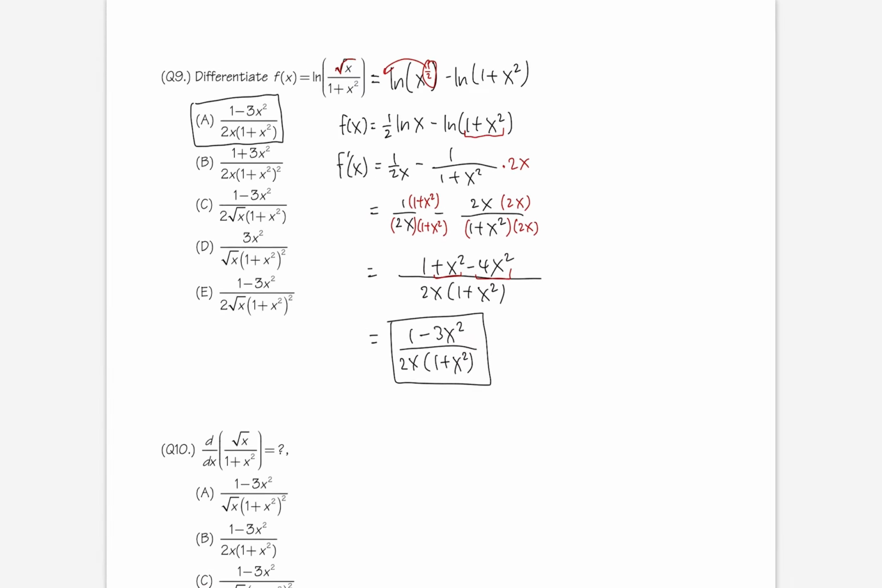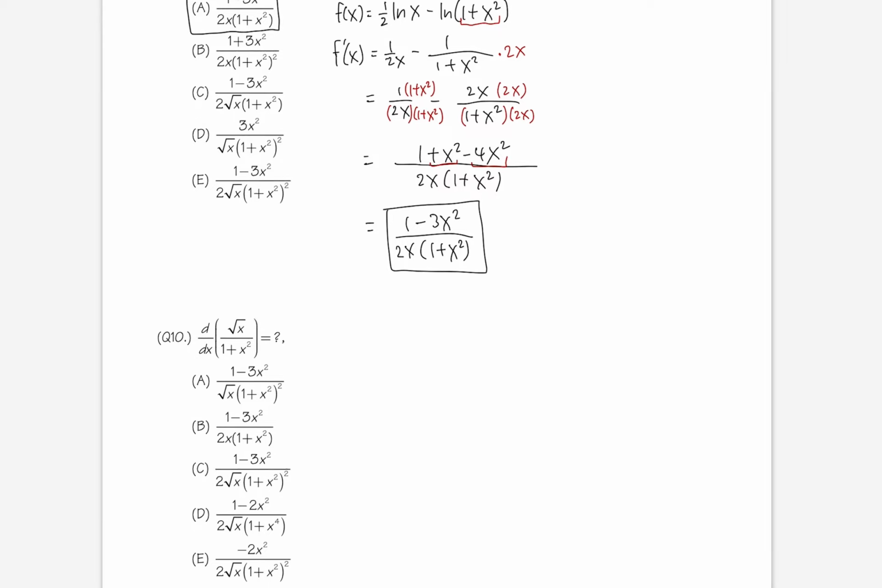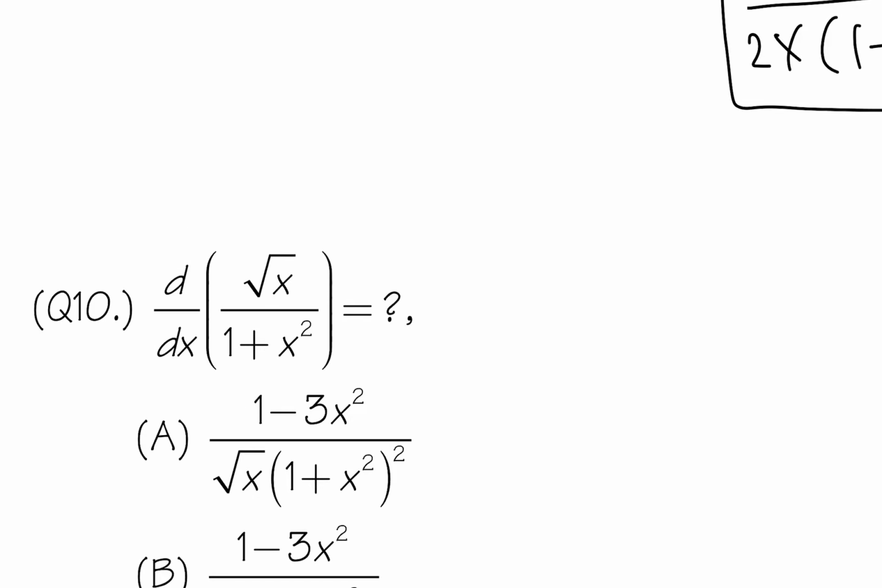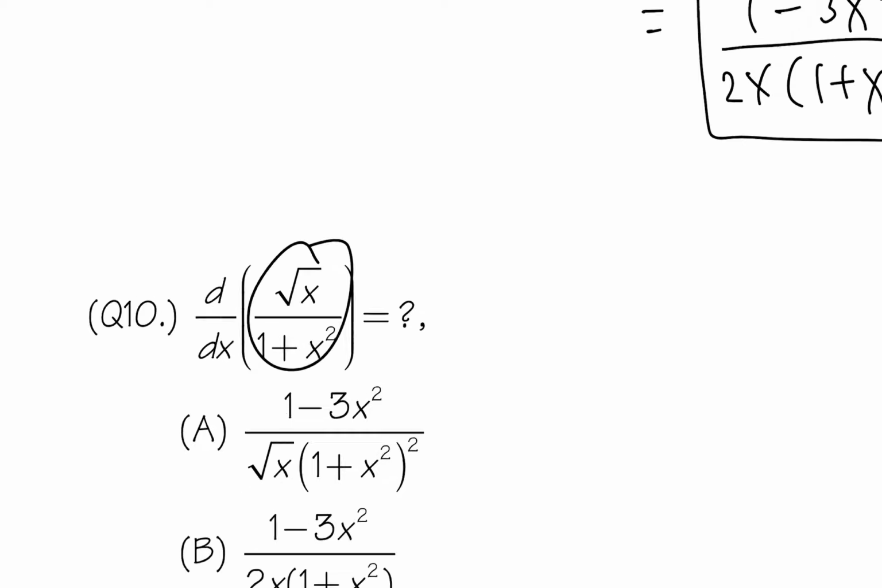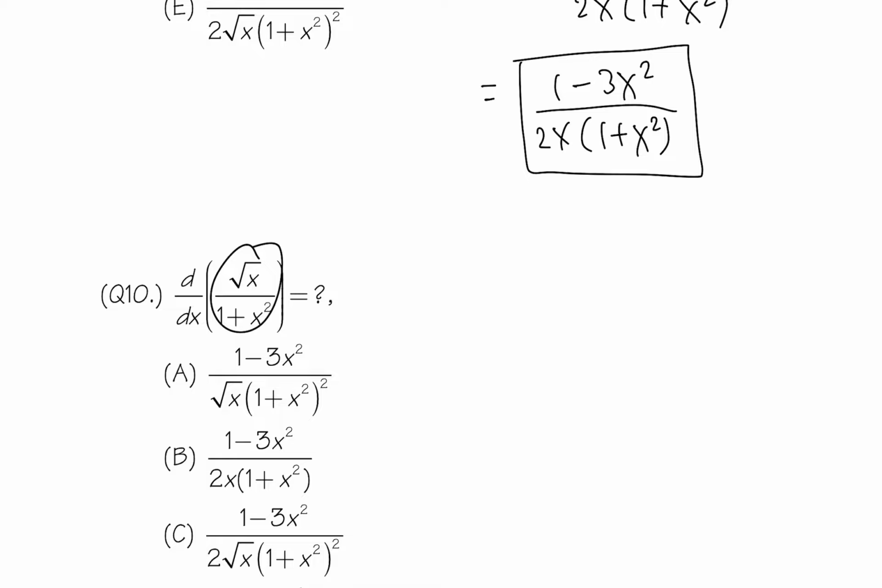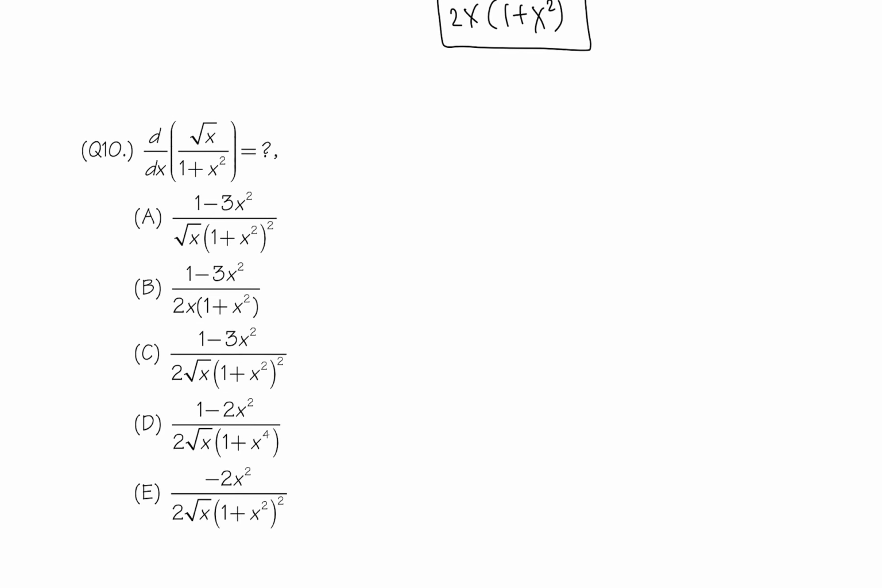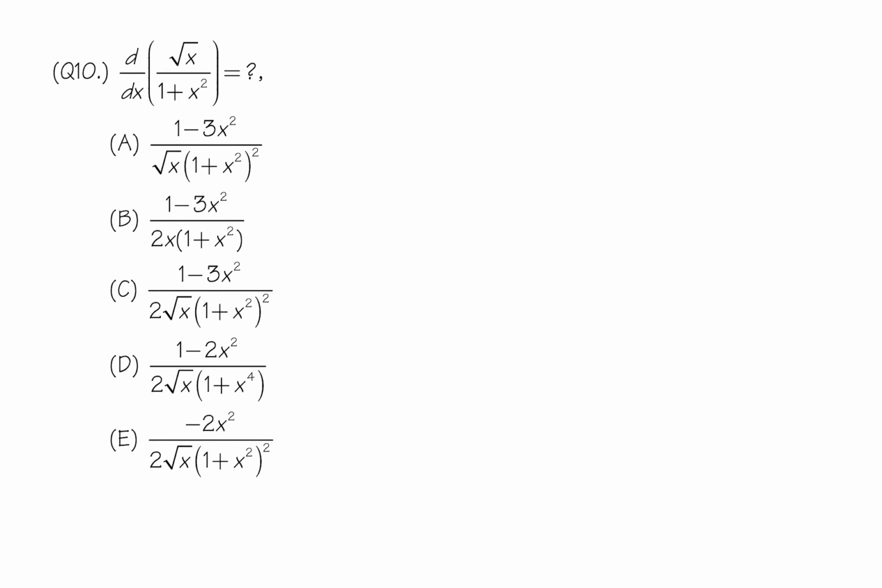Now, ladies and gentlemen, if you take a look at number 10, when there is no natural log right here, for this one, we will have to just go through the quotient rule, all right? So, let's see. Let me just write down the answer right here. Let's focus on number 10. Quotient rule says we will have to square the denominator. So we have that, and then it's 1 plus x squared, and then square.